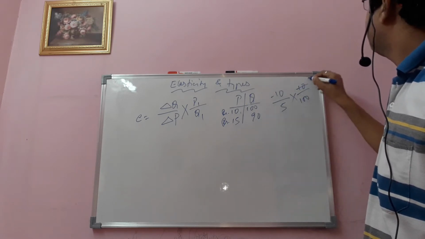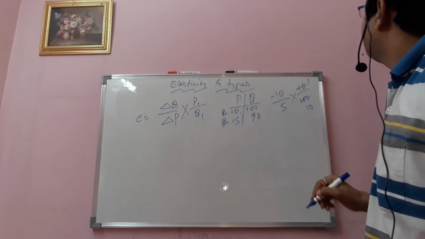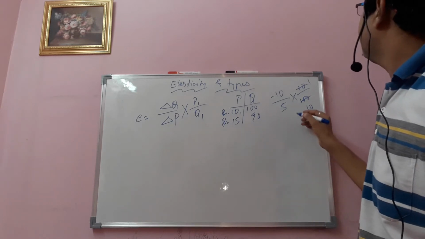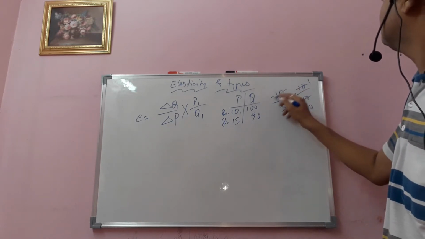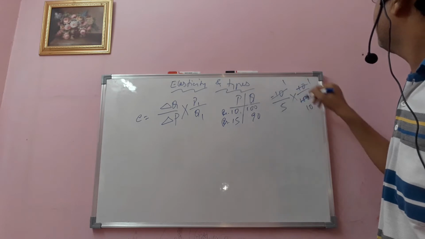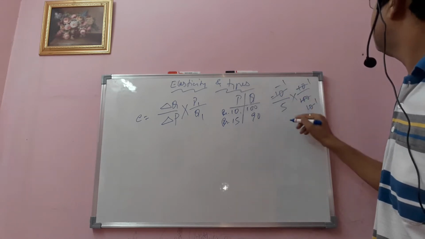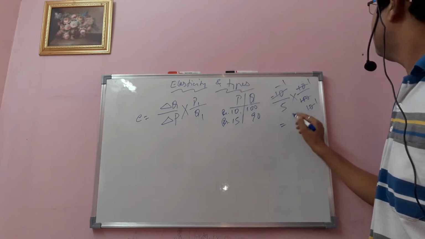Now we can calculate. 10 tens are 100, so it is 10, and we can go for further calculation. Ignoring the minus sign, it is 10 by 5 into 10 by 100, which gives 1 by 5. So the elasticity is 1 by 5.